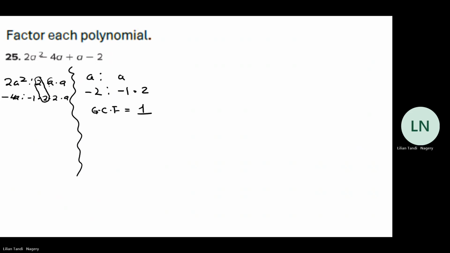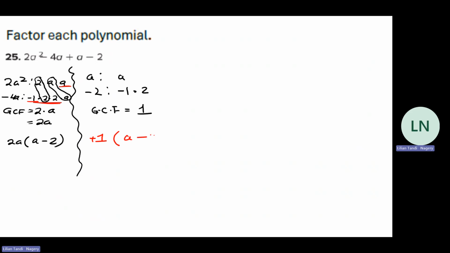2a. GCF is 2 times A, which is 2A. 2A outside, what is remaining? A minus 2. How do I know A is remaining here? -1 and 2 are remaining here. If you multiply them, you should get -2. Who is outside? 1. Which one? +1, because there is no sign here. Who is remaining? A minus 2.